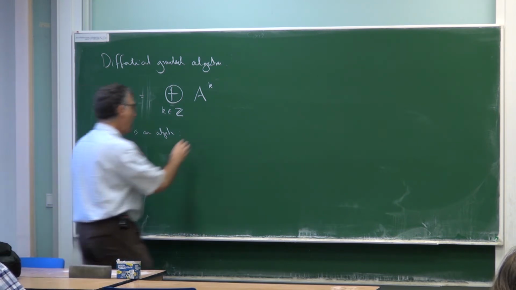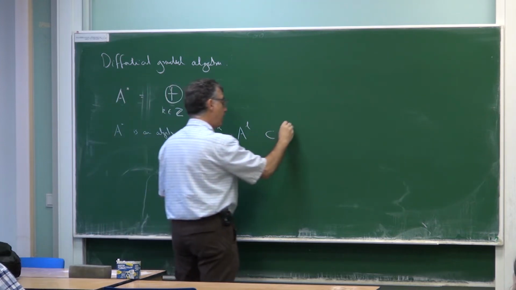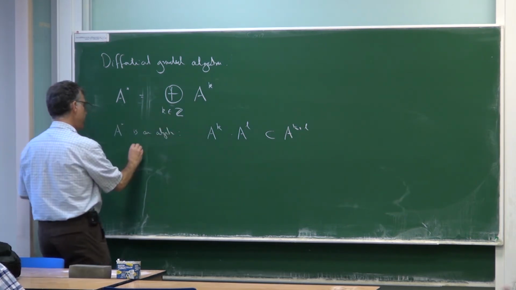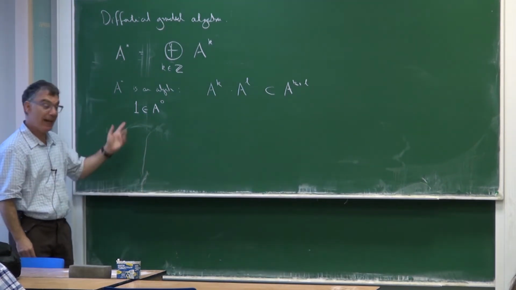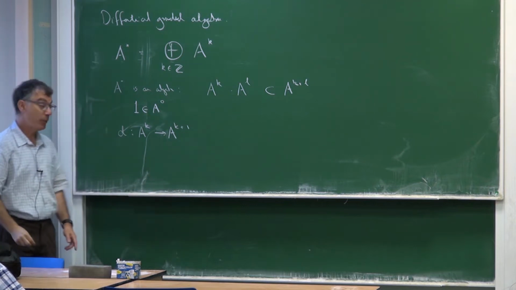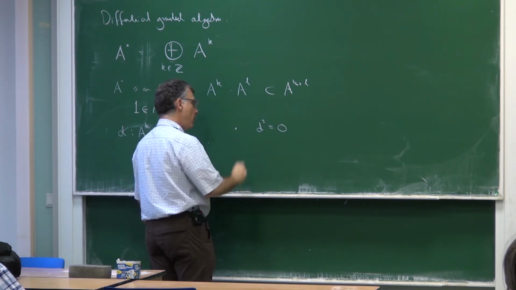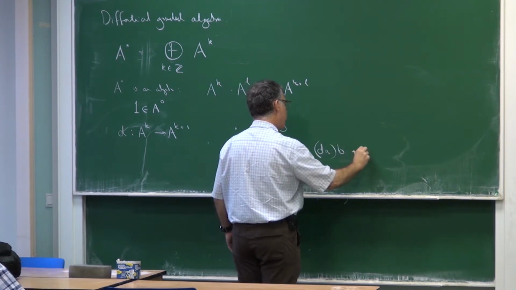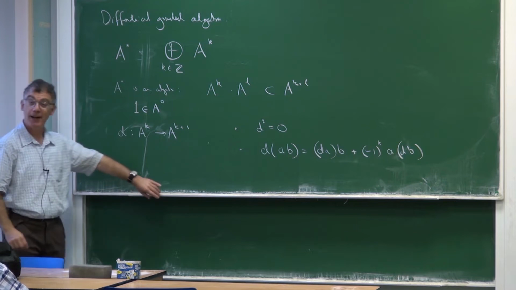So A is an algebra, and we assume that the product of elements of degree k with elements of degree l has degree k plus l. And when I say algebra, I'll assume there's an identity element, and this identity element had better be degree zero. So then, in addition, I have a differential. And the differential goes from A_k to A_{k+1}, and we assume it satisfies two equations. d squared is 0, and d(ab) equals (da)b plus (-1)^{k_a} a(db). So that's what a differential graded algebra is.